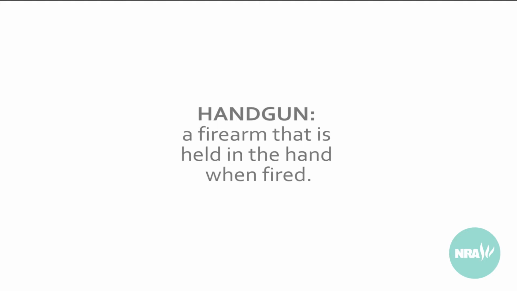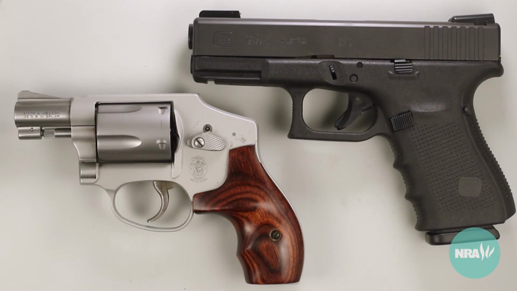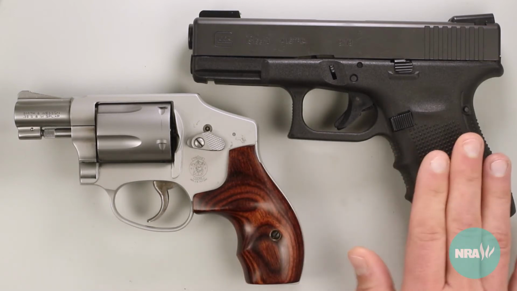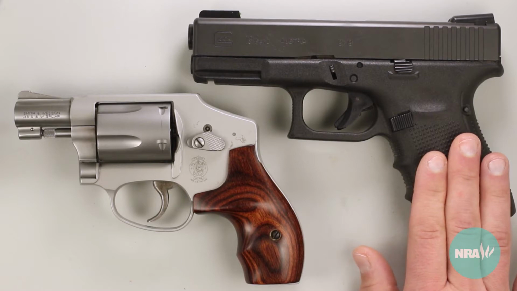Handguns are divided into two categories. These are revolvers, a type of handgun that uses a revolving cylinder to hold the ammunition, and pistols, which covers all other types of handguns, including semi-automatic handguns. As an example, we have the Smith & Wesson revolver and this Glock semi-automatic pistol.